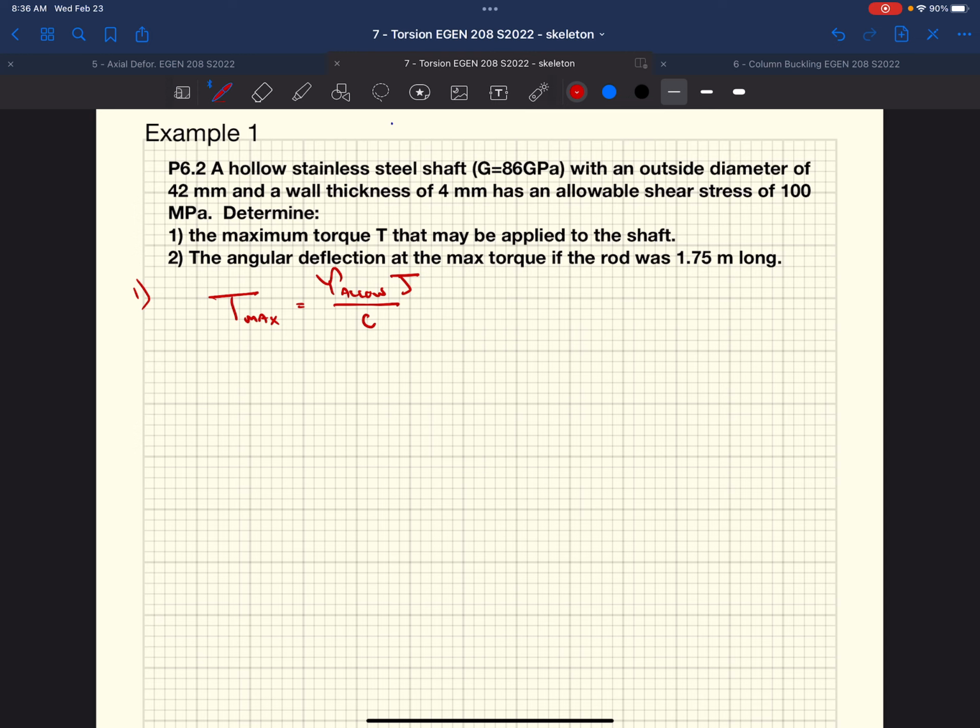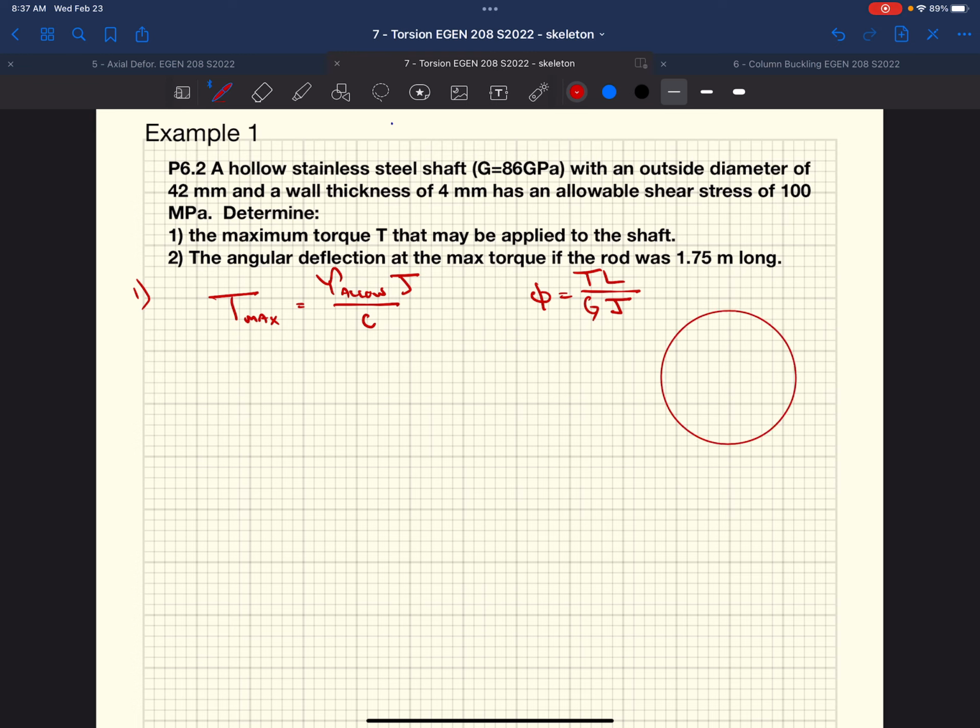We also know that we have this relationship of the rotation of our shaft in radians, and that equals T, our torque, times the length of our shaft, divided by the shear modulus G times J, or polar moment of inertia. So if we're looking for the maximum torque, we're going to need to know our polar moment of inertia. Well, our polar moment of inertia is a function of our cross section.